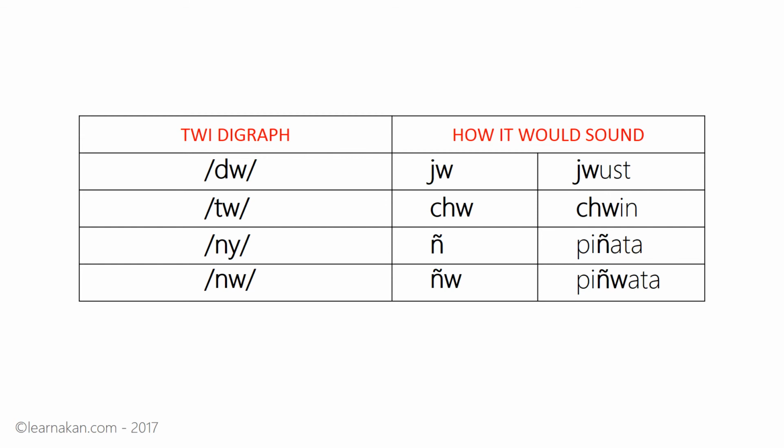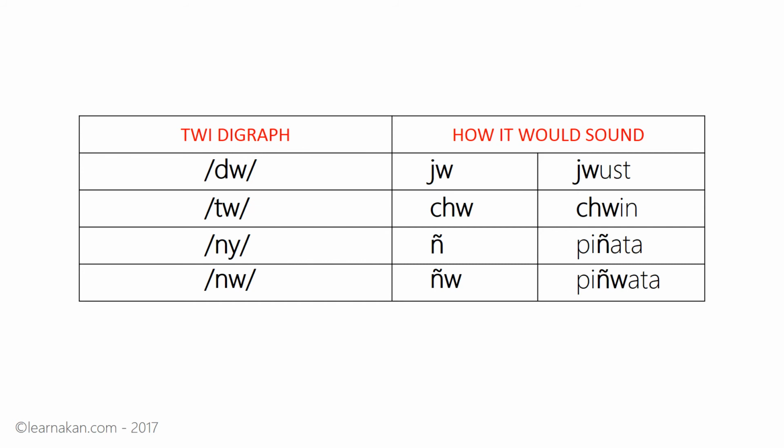Do note again that although digraphs are formed by the combination of two letters, each digraph represents a single sound. So, resist the temptation of saying, for instance, dwa instead of jo, nia instead of nya, tua instead of cho.